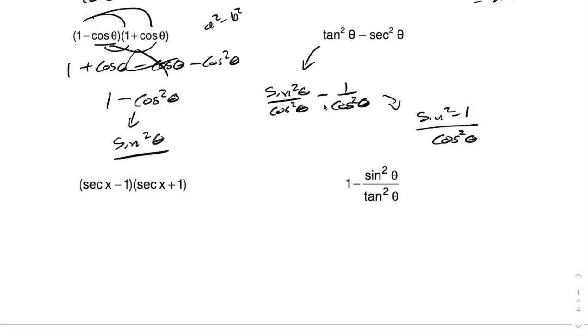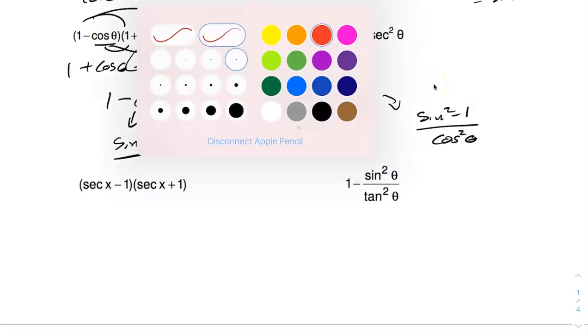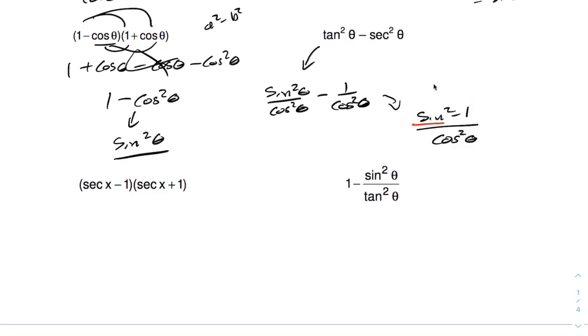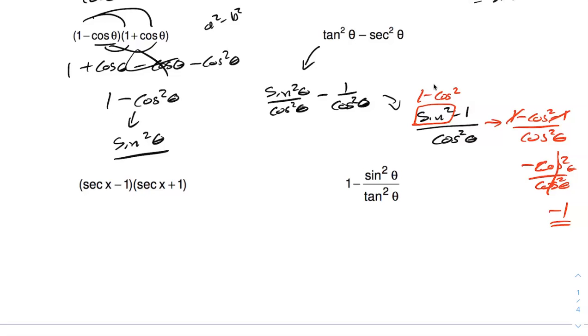Something like that. And that might be it. I might be able to go a little bit further. It's hard to tell. I could change sine squared to 1 minus cosine squared. So this becomes 1 minus cosine squared minus 1 over cosine squared. The 1's cancel out. I get negative cosine squared over cosine squared. And those cancel, you just get negative 1. So there you go, negative 1. That was a long one.